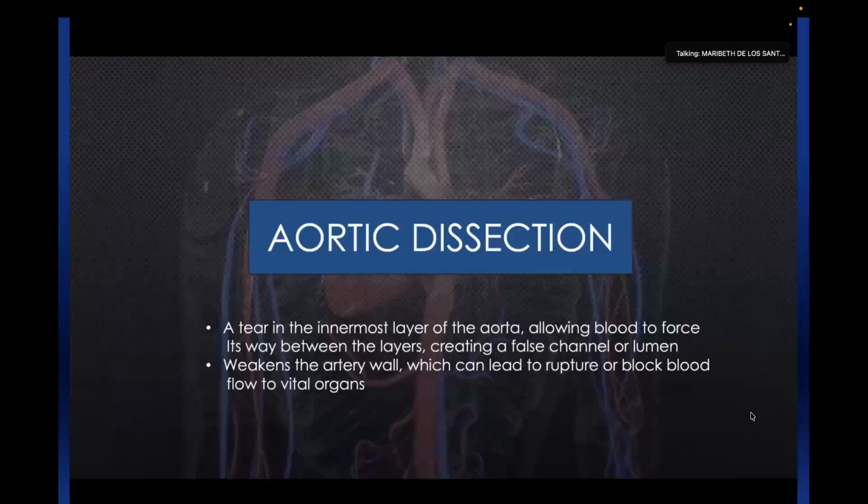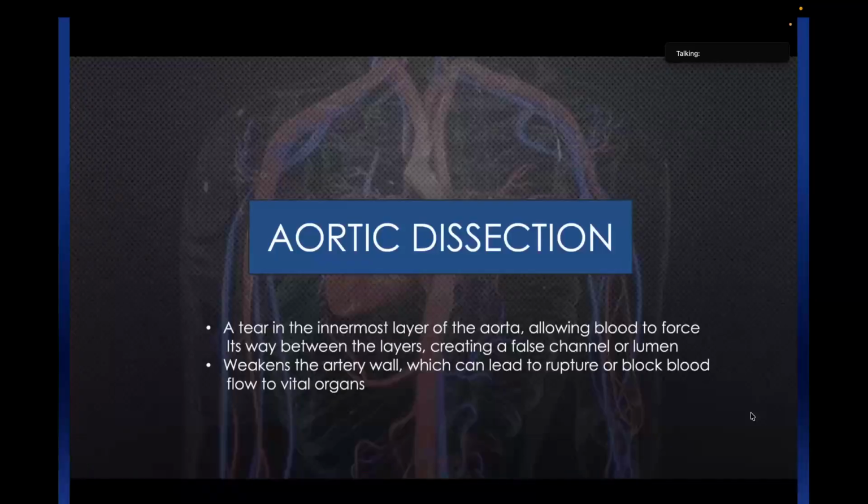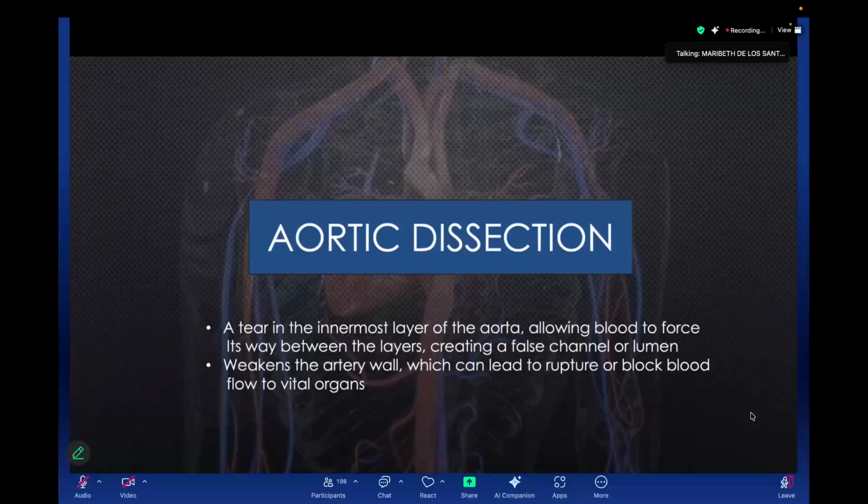Now let's go to aortic dissection. This is a tear in the innermost layer of the aorta, allowing blood to force its way between the layers of tunica intima and tunica media, creating a false channel or false lumen. It weakens the artery wall, which can now lead to rupture or block in blood flow to vital organs.